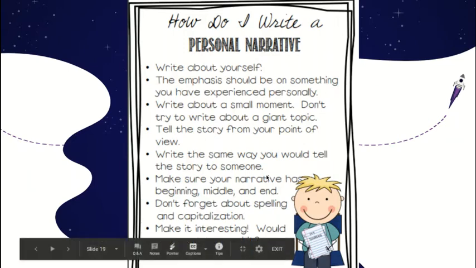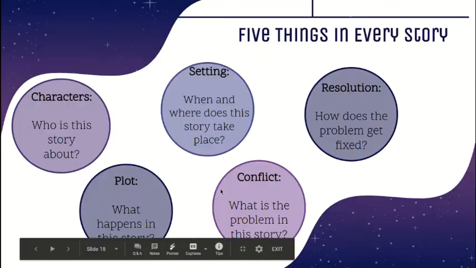We need to make sure this narrative has a beginning, middle, and end. That goes back to this.